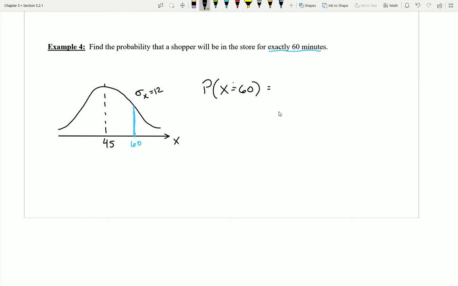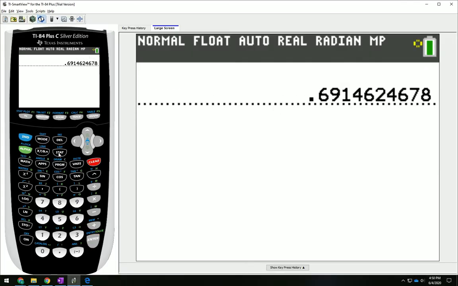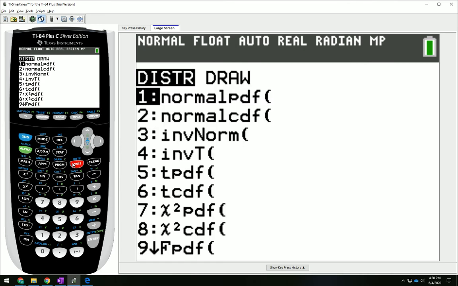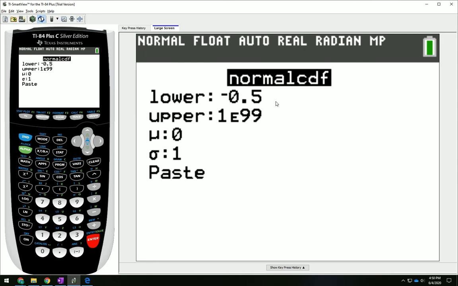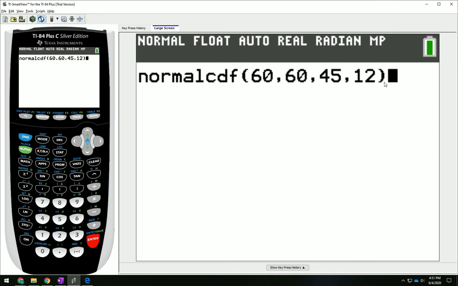All right, now remember, if I go to my calculator, what calculator commands am I going to be interested in using here? How would I calculate the probability of being at exactly 60? Well, again, remember, I am never going to use normalPDF. So I'll use normalCDF. It's kind of strange, but I can imagine, where does my blue space start? Well, I guess it starts at 60. Where does it stop? Well, I guess it also stops at 60. And then I have a mean of 45 and a standard deviation of 12.